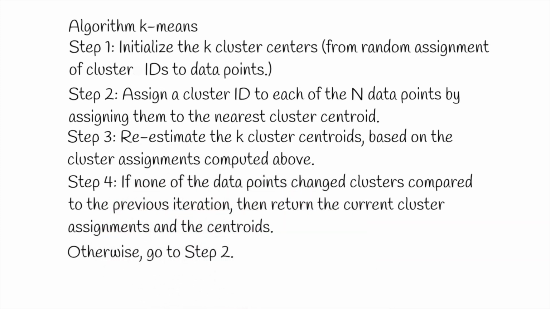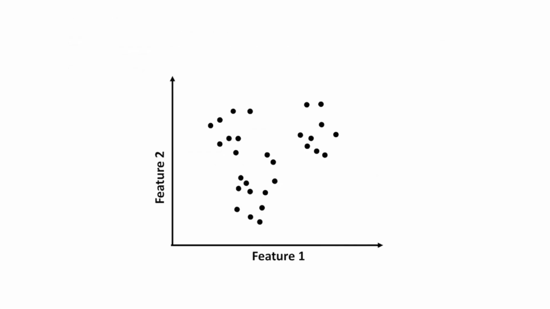Let us take a look at an example. In this dataset, let us assume that three clusters are randomly assigned first. The cluster assignments are marked by red, blue, and green colors.